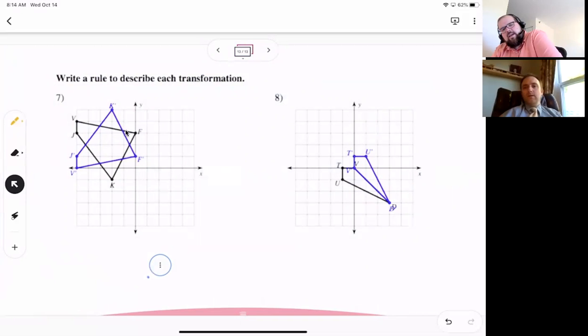Maybe it was a K. It could have been like 4 different letters. Who knows? Anyway, you just have to figure out what the line of reflection is.